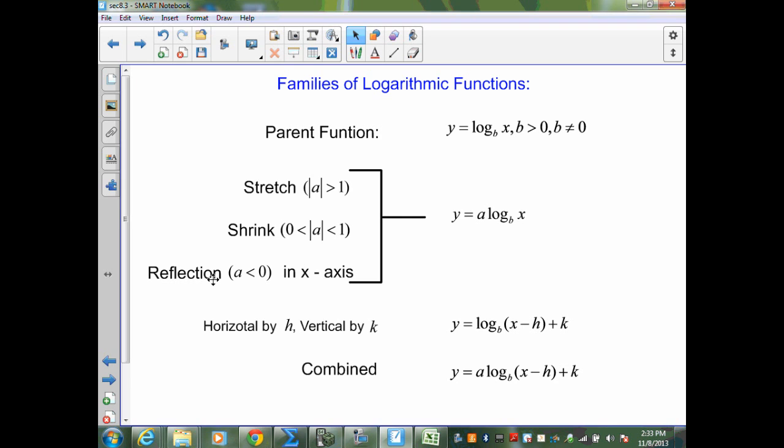We also know when I have x minus h internally, then that's going to be a horizontal shift left or right. A minus sign means I'm going to shift my ordered pairs to the right. A plus sign means I'm going to shift to the left. A plus k means I'm going to shift my function up, and a minus k means I'm going to shift my function down. And we also have a combined function, y equals a log base b of x minus h, plus k.